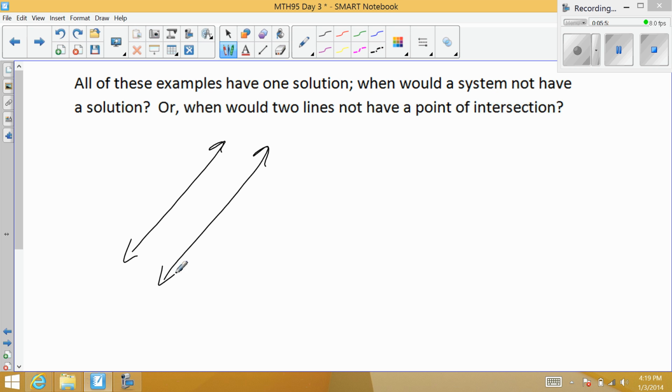Yes, you have two parallel lines. The two lines will not cross. There'll be no point in common, and there'll be no solution to the system.